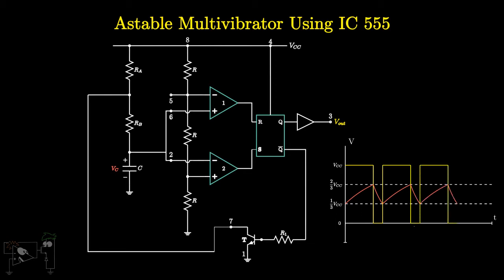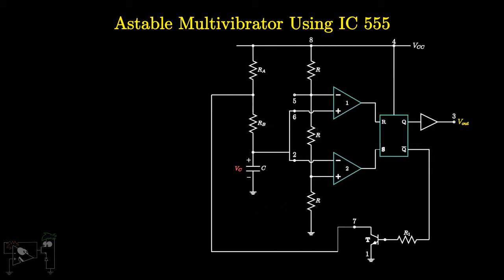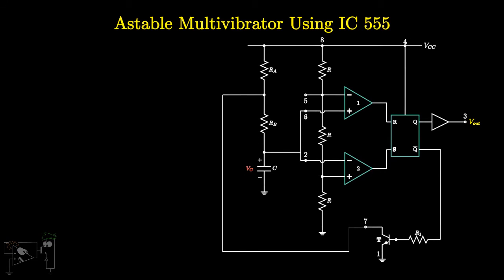Let's find out TH, which is for how long the output is high, and TL, for how long the output is low. Assume that T equal to 0 is the instant at which the capacitor starts charging from 1/3 VCC towards VCC. As the capacitor charges via both RA and RB, the time constant will be (RA plus RB) into C. We can write VC as follows. VC will be high until it reaches 2/3 VCC.